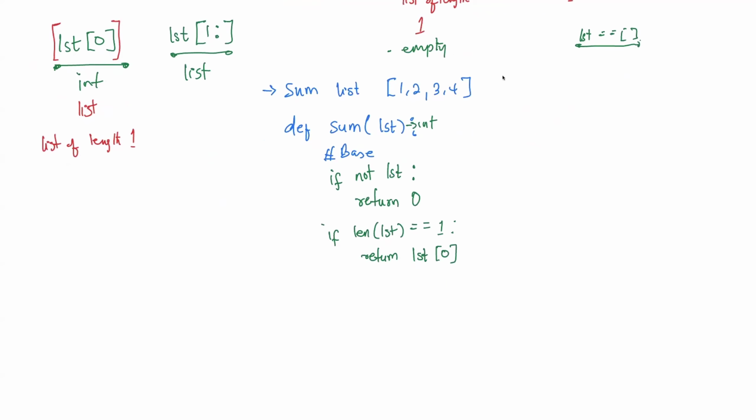Yes, before we move on, why are you returning the list at index 0? So if the list has just one element, then its sum is simply the number itself, right? Like if I ask you to find the sum of the list containing the element 2, the answer is 2, right? Okay. Does that make sense to everyone? Okay, good stuff.